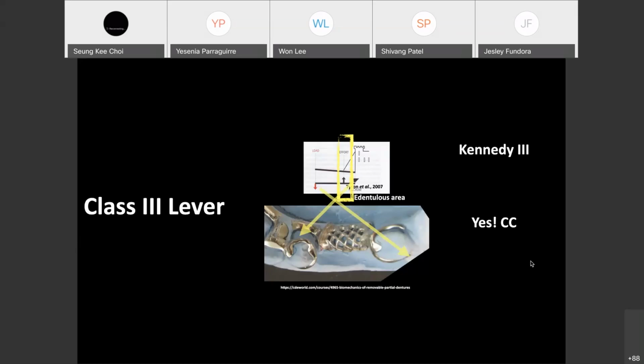But just to tell you, with a class 3 classification, there's really no reason to not think about circumferential. When would I not want to do CC? What might be the benefit of, say, doing an I-bar on the anterior tooth?